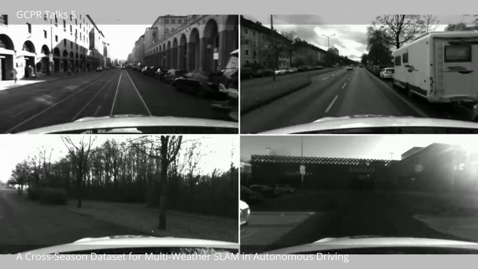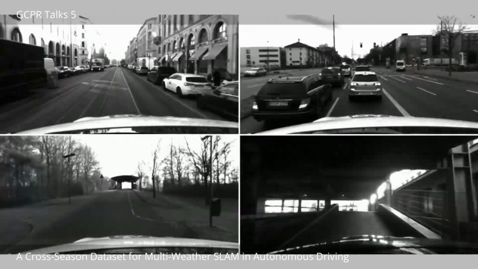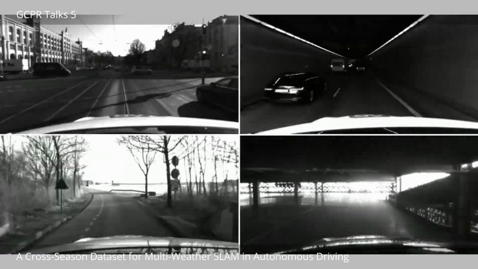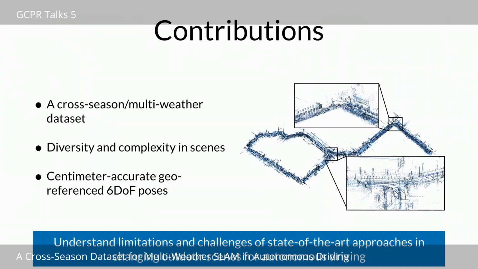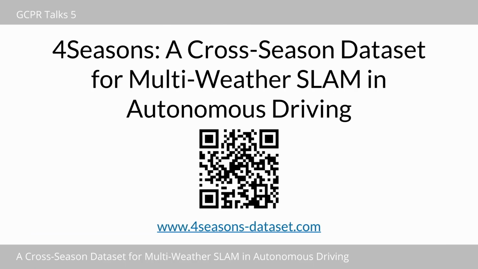We do not only provide multiple traverses of the same route, however, we also provide large variations in the environment. Our main contribution is a cross-season and multi-weather dataset, which covers both diversity and complexity in the environment. Moreover, we provide up to centimeter accurate georeferenced 6 degree of freedom poses. For more information, please visit our webpage.